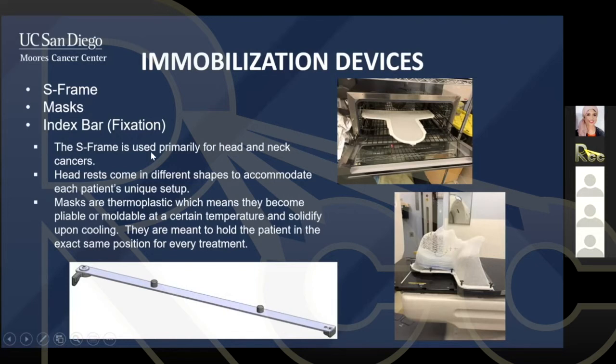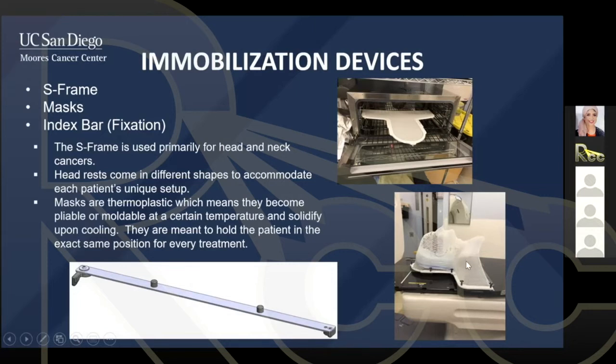Masks are thermoplastic, which means they become pliable or moldable at a certain temperature and solidify upon cooling. They're meant to hold the patient in the exact same position for every treatment. So we'll put the masks in this oven. It heats them up, and after about 5 minutes, they're ready to be placed on the patient. Once they cool down, they'll hold that position forever. That's the shape they're going to be in.